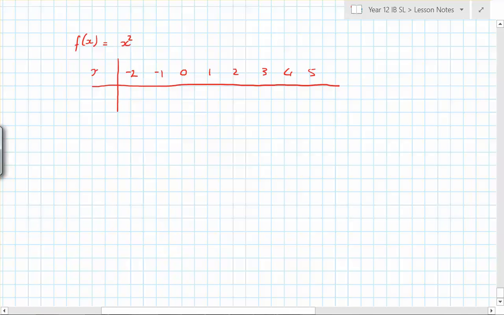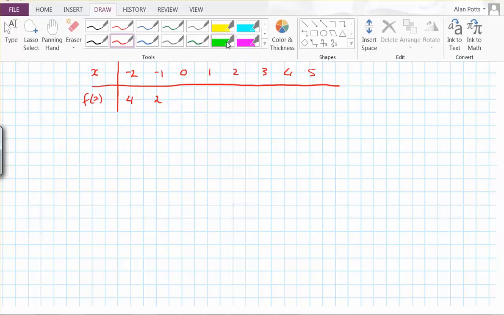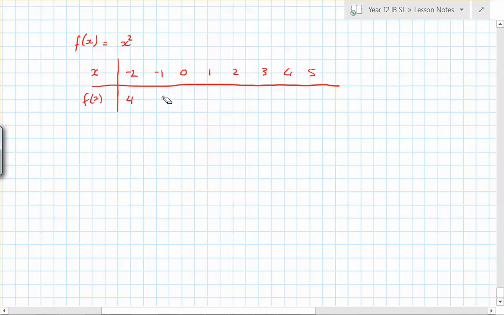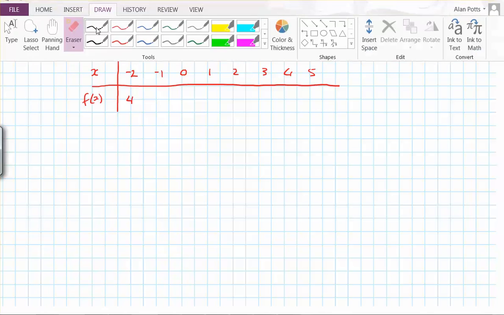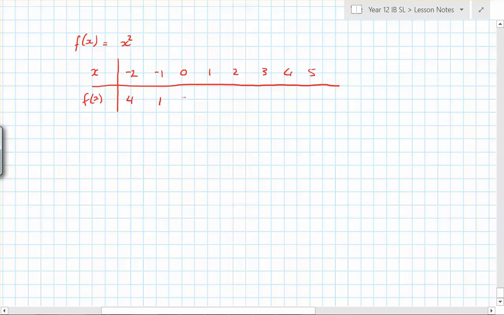So if that's x, f of x or y will be what? 4. So 1, 1, 1, 1, 1, 1. Yeah. Not 2. 1, 0, 1, 4, 9, 16, 25. Okay.